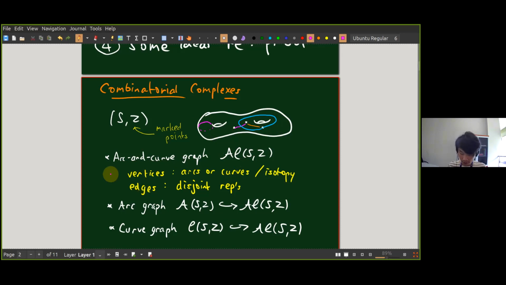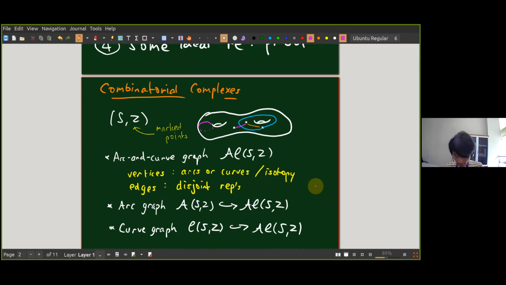Once I've defined this, I can define both the curve graph and the arc graph, which are just the subgraphs spanned by taking the set of all arcs, or the subgraphs spanned by taking all curves. So those are three definitions in one. This is just an induced subgraph on some set of vertices.